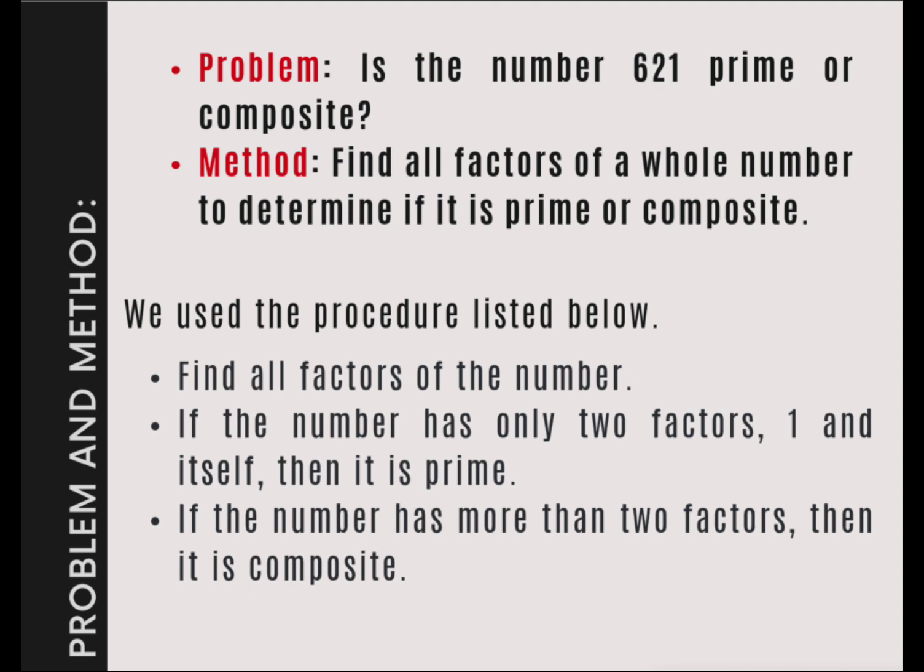First, is the number 621 prime or composite? We will be using this method: find all factors of a whole number to determine if it is prime or composite. Now we use the procedure listed below. First, find all factors of the number. Second, if the number has only two factors, 1 and itself, then of course 621 will be prime. And if the number has more than two factors, then of course it's the opposite, composite.